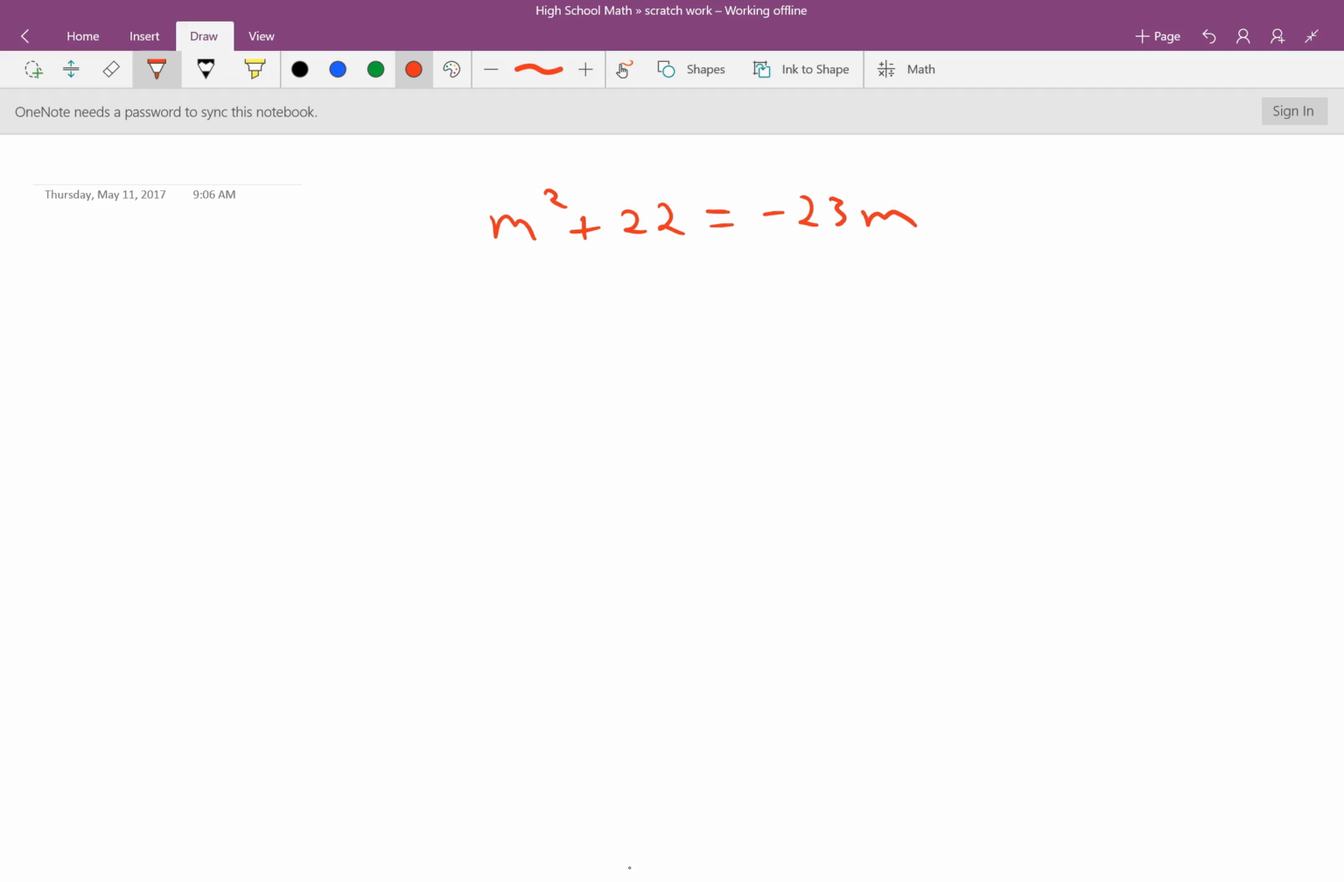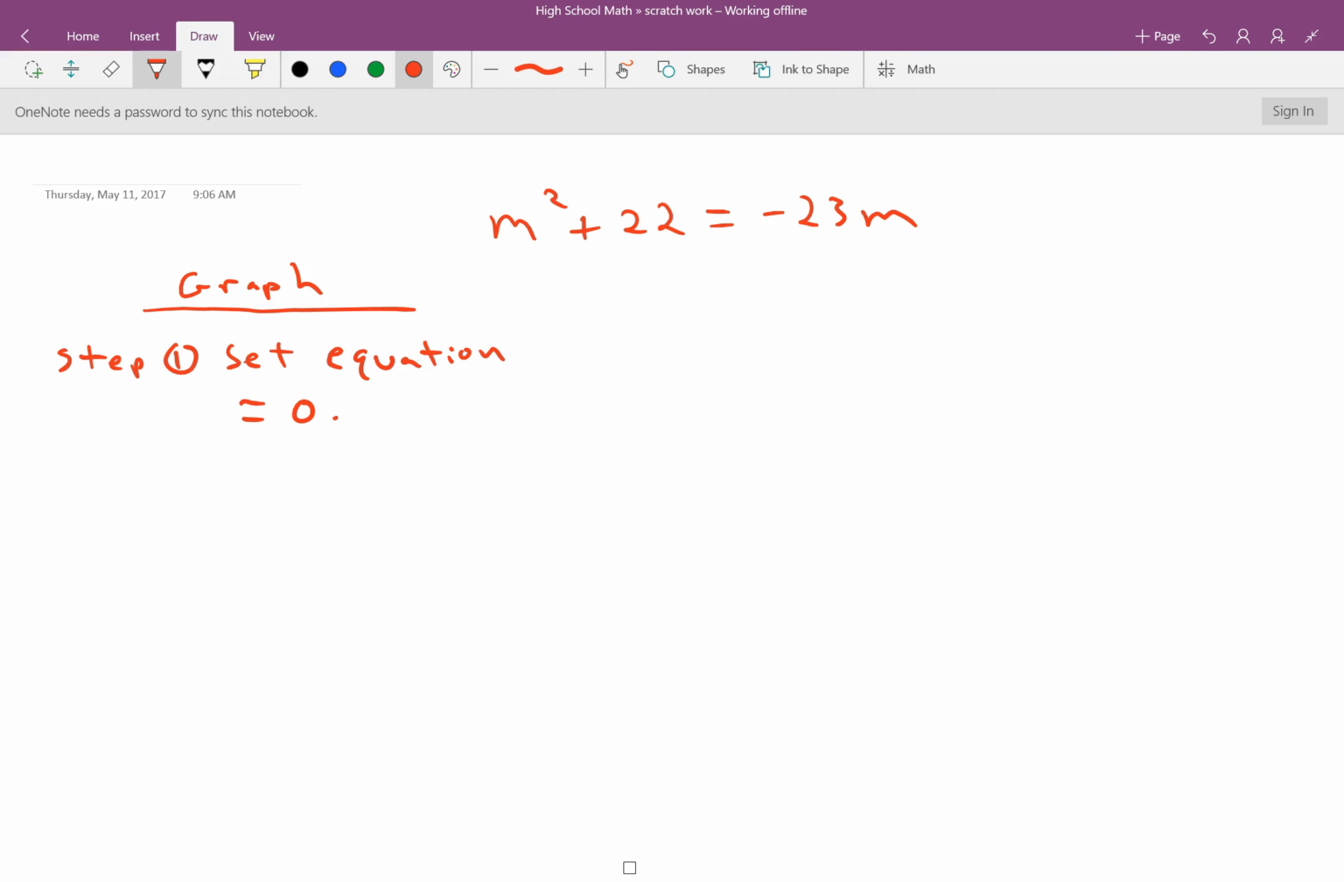Okay. So on our test, we have to solve quadratics using 4 methods. One is graphing. So in order to graph, step 1 is set the equation equal to 0. So in this case, we have m squared plus 22 equals minus 23m.